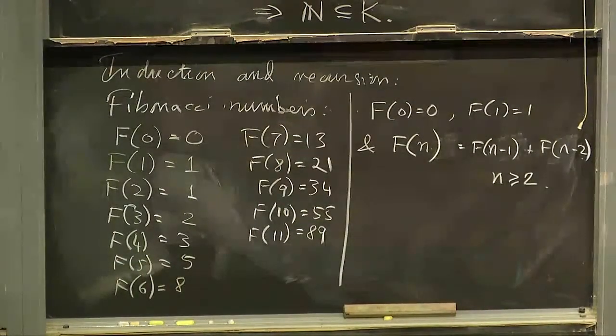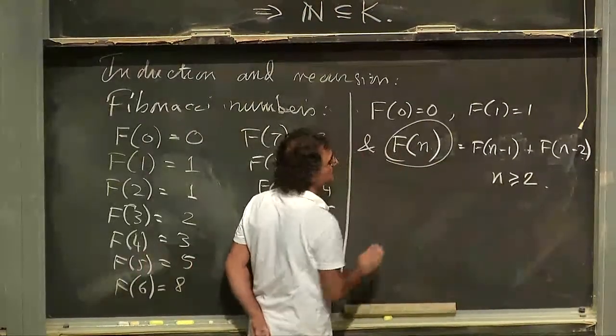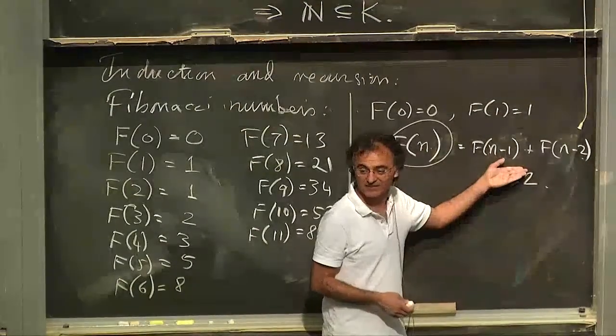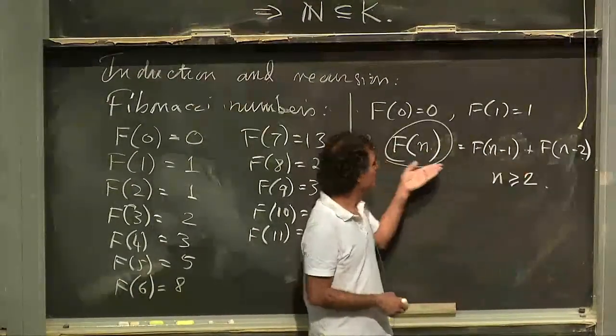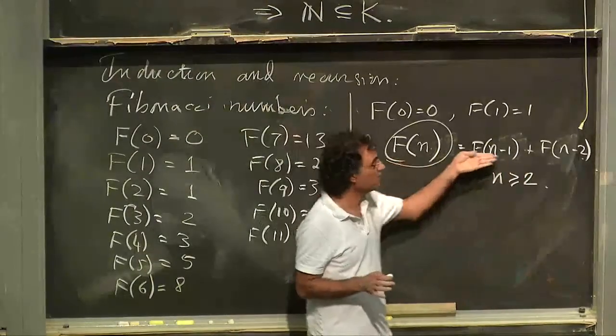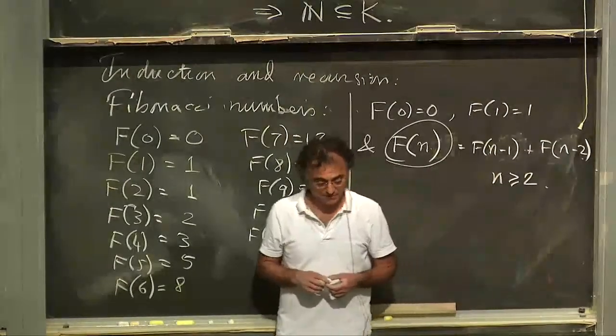Right? So we are defining f of n in terms of previously defined values of it. We are saying, if you want to know what f of n is, it's perfectly well defined, but in terms of smaller values of f. So it's a recursive definition.